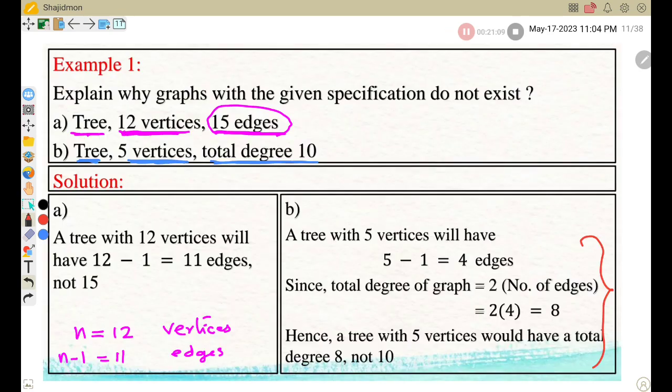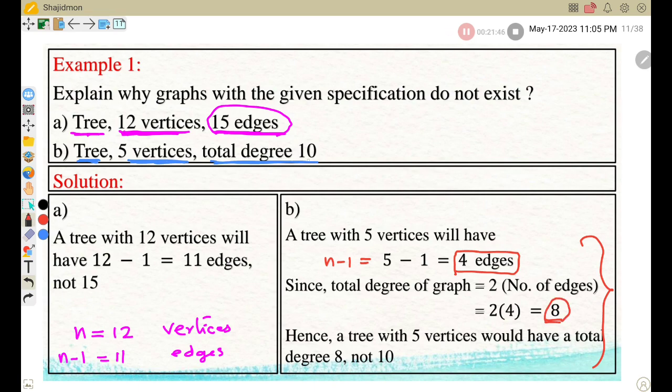Both are correct. A tree with 5 vertices, how many edges will there be? 4 edges, n minus 1. So total degree of the graph by the handshaking theorem, how much can we write? 2 times the number of edges, 2 times E. So 2 times 4, that is 8. So a tree with 5 vertices would have total degree 8. Only 8 is possible, not 10.